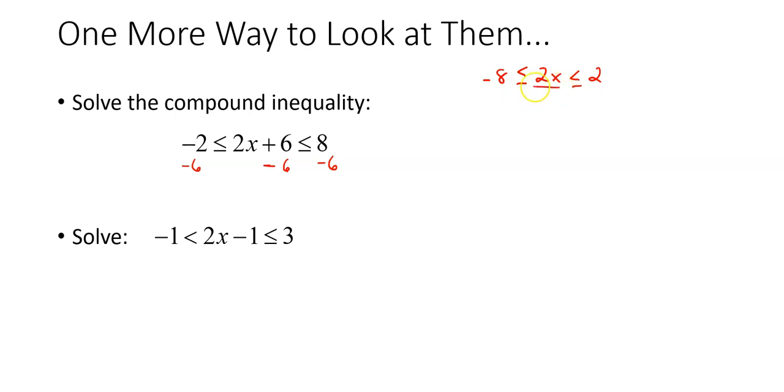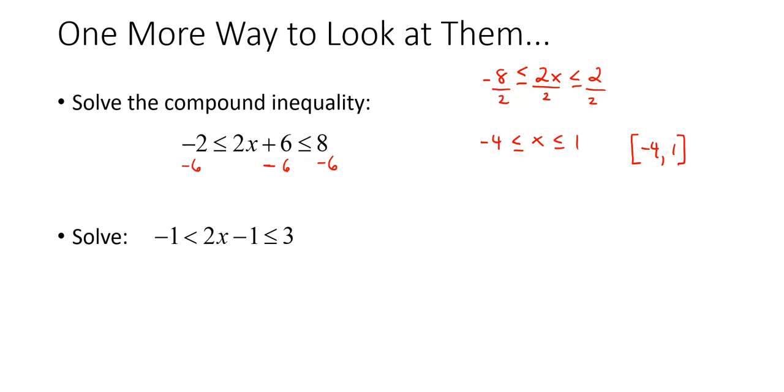Now we divide everything through by 2. Negative 8 divided by 2 is negative 4. 2x divided by 2 is x. 2 divided by 2 is 1. The nice thing about solving it this way is I've got my answer in interval notation already set up. Include the negative 4, include the 1. So putting values in between negative 4 and positive 1 will work.